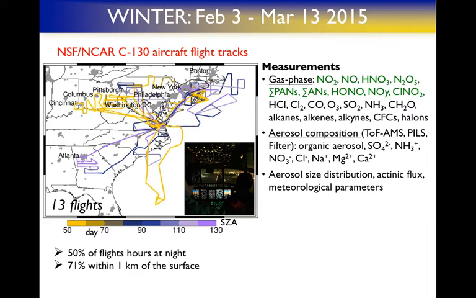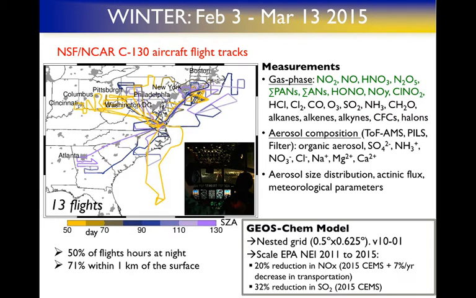We analyzed these observations with the nested grid half-degree GEOS-Chem model. We used the NEI 2011 emission inventory that we scaled to 2015 based on the SEMS observations in power plants and some of the EPA estimates for decreases in transportation. So let's first look at emissions.